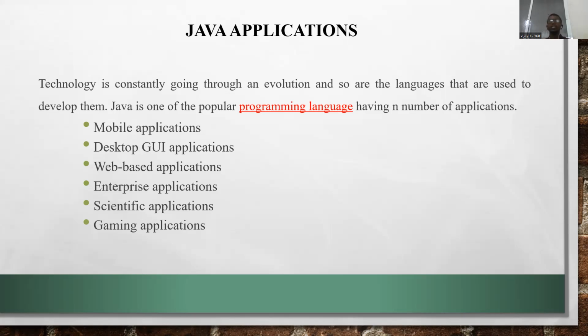So enterprise applications means, let's take an example, bank applications. These applications come under the enterprise applications. These enterprise applications are developed by the Java programming language, and scientific applications and gaming applications also. So Java is used to develop them. There are many games that are developed by Java.